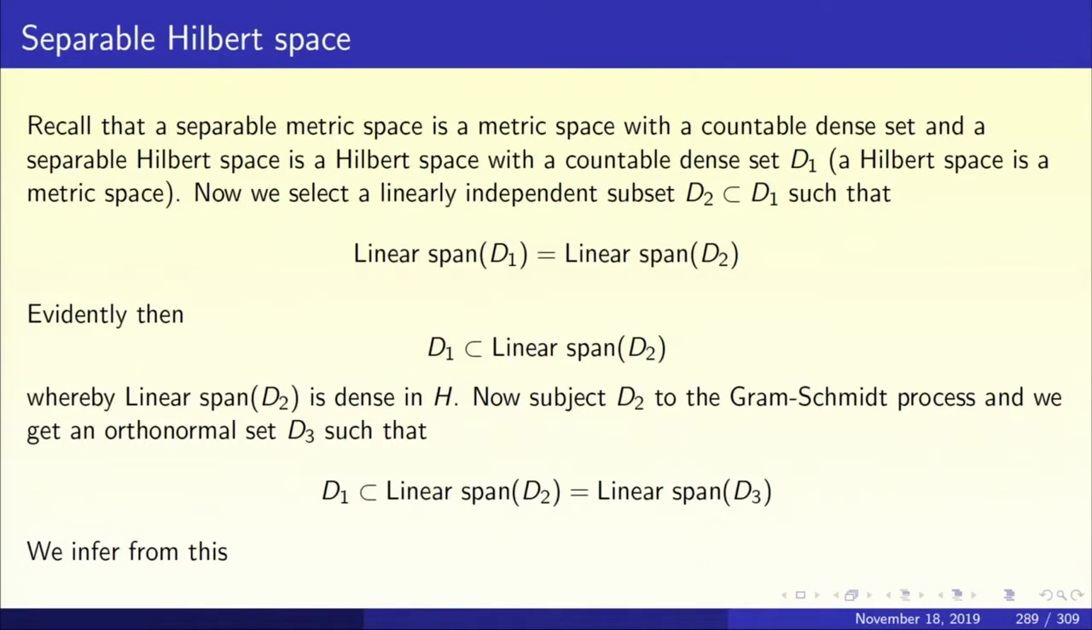From this set, I can take a linearly independent subset D2 such that the linear span of D1 is the same as the linear span of D2. How does one do that? You have taken the countable dense set D1. If D1 contains the 0 element, throw it away. Delete the 0 element, it will still be countable. It will still be dense. So I can assume without loss of generality that D1 does not contain the origin.